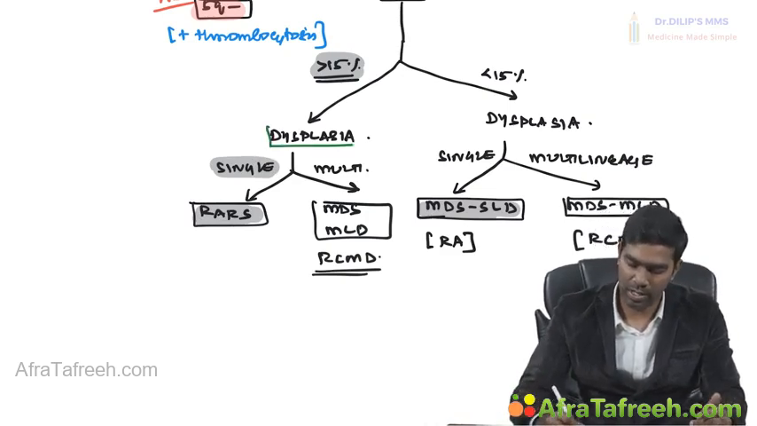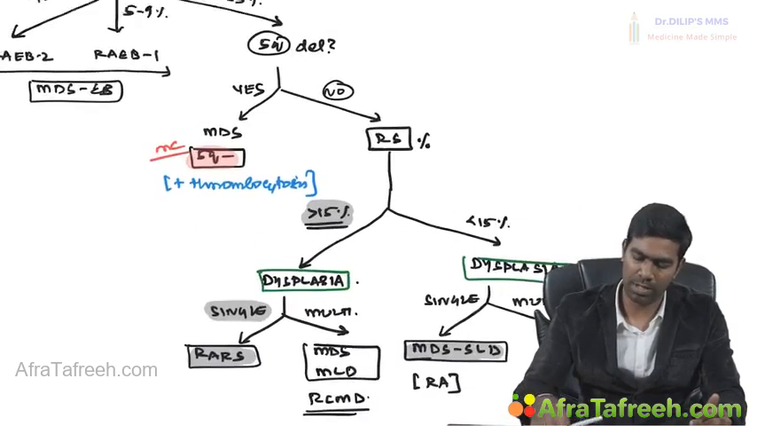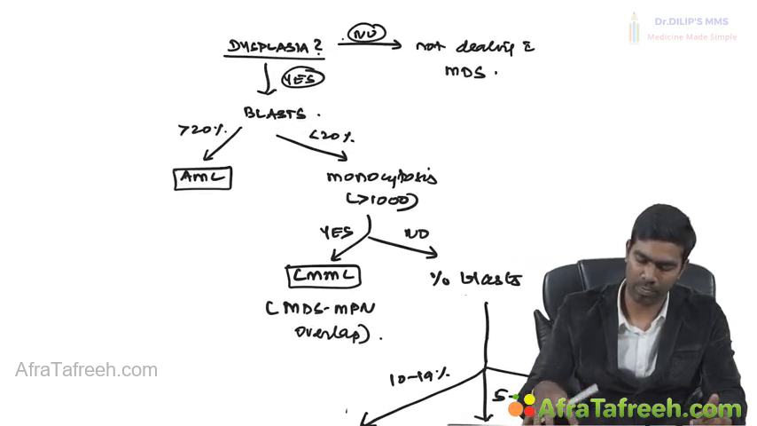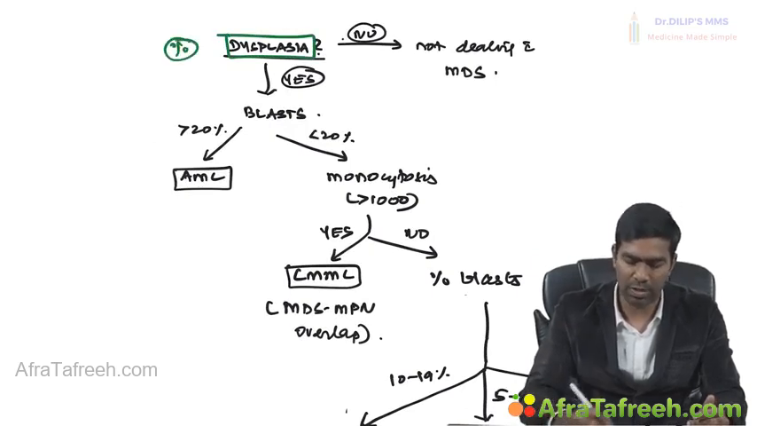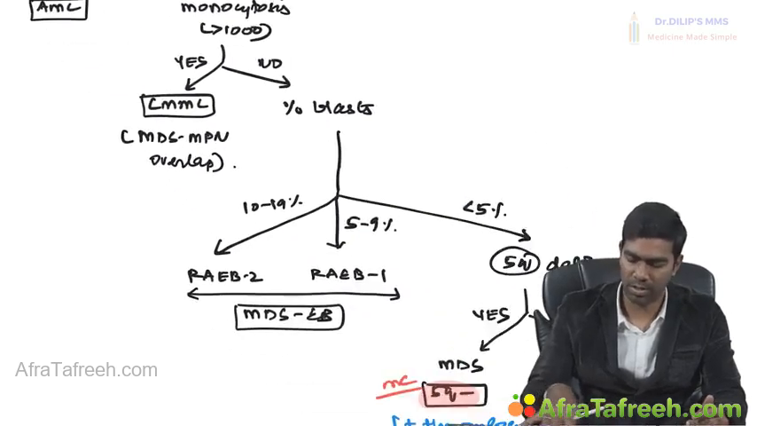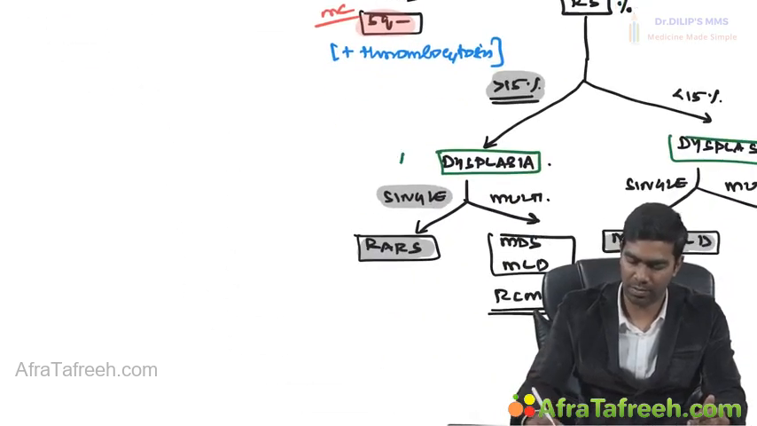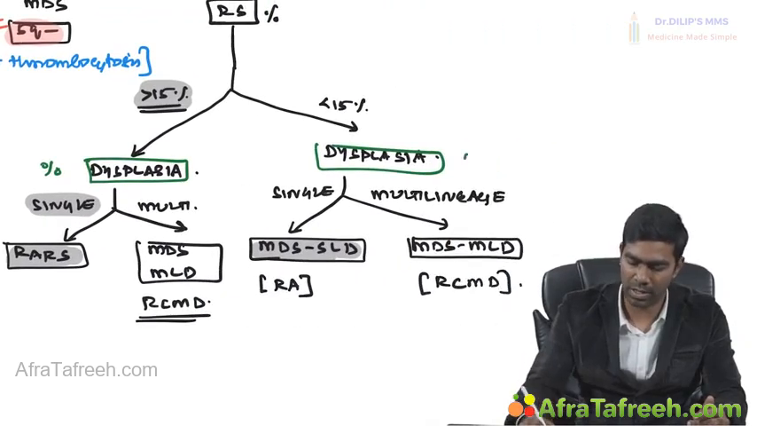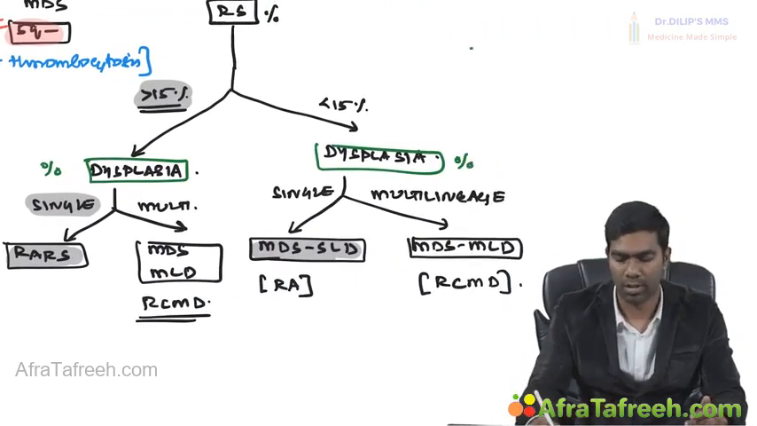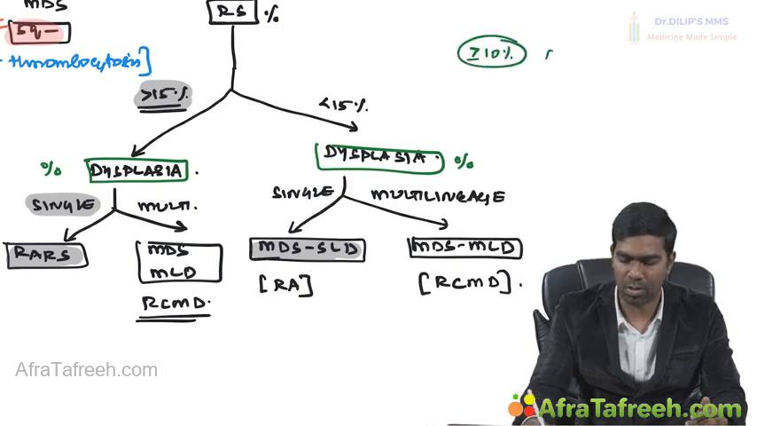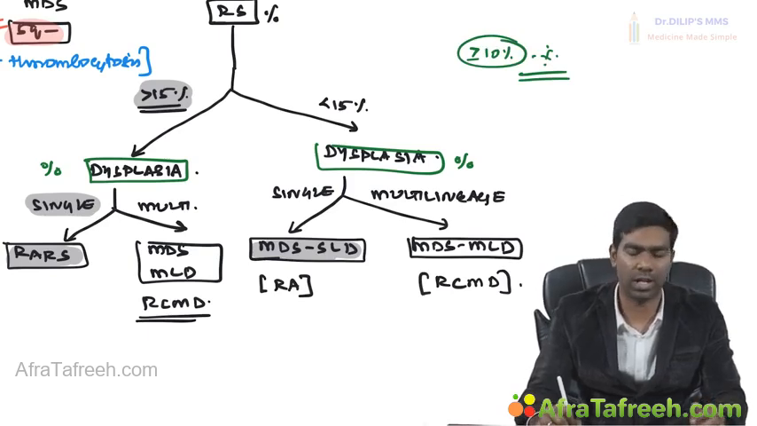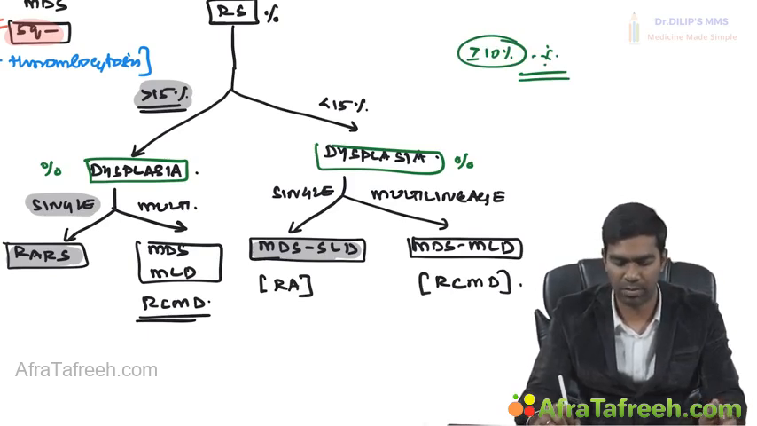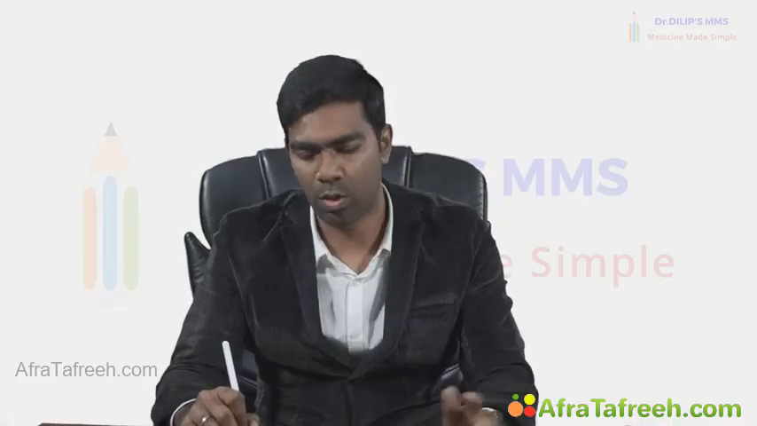And in all the steps I've told you something called dysplasia here. So you have to know what percentage of dysplasia will contribute to significant dysplasia to call MDS. What is the percentage of dysplasia needed? At least 10%, a very important number. At least 10% dysplasia is needed to put it under MDS in the first place. Very important point. So I hope this table will make a lot of sense.